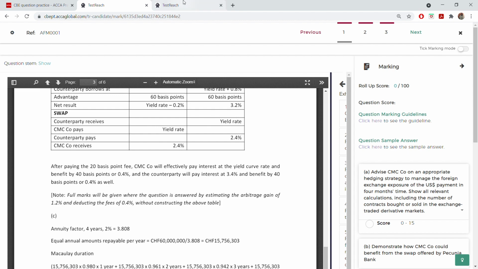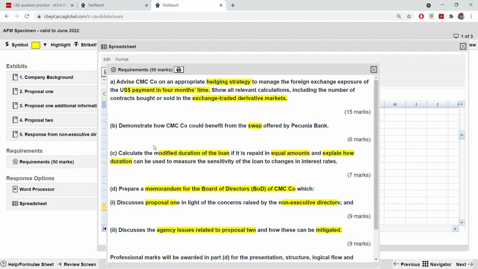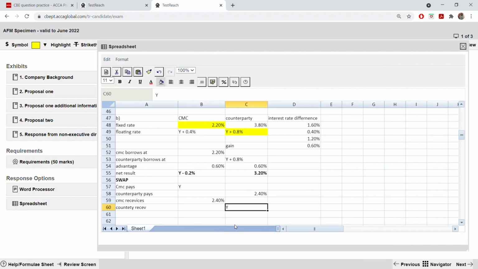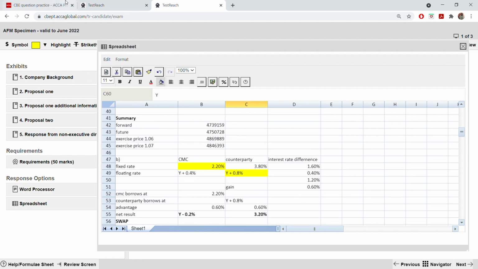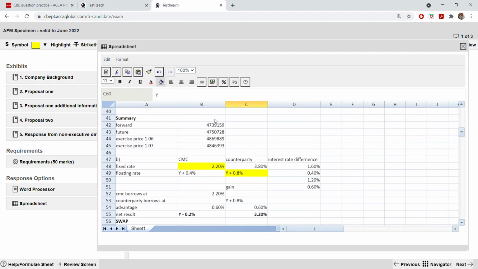Now let us go to requirement B. Demonstrate how they would benefit from the swap. So you can use the Excel or you can write it in the Word also. But for the discussion part like this, I always say that writing it in MS Word is better. It's convenient. Because for the calculation and all, they can refer to the table in the Excel.